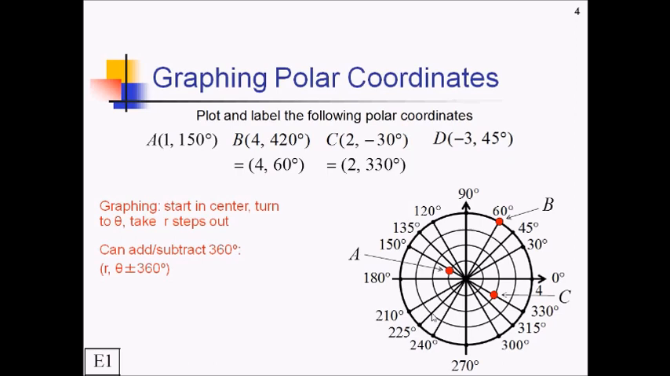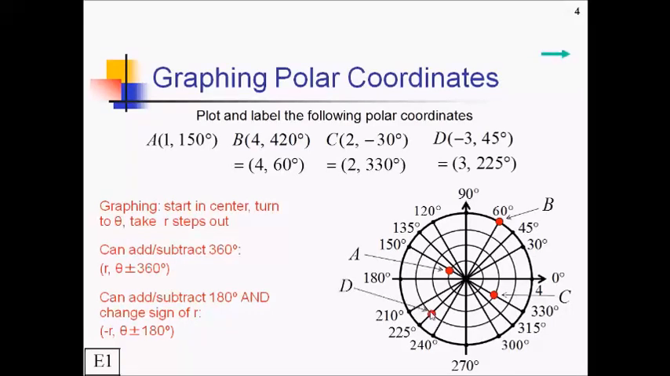If you don't like walking backwards, another way you can do this that accomplishes the same thing is to add or subtract 180 degrees, basically turn around, and then change the sign of r. So we could rewrite this as 3, 225, 45 plus 180 degrees. And then that would be going forward at 225 right here.